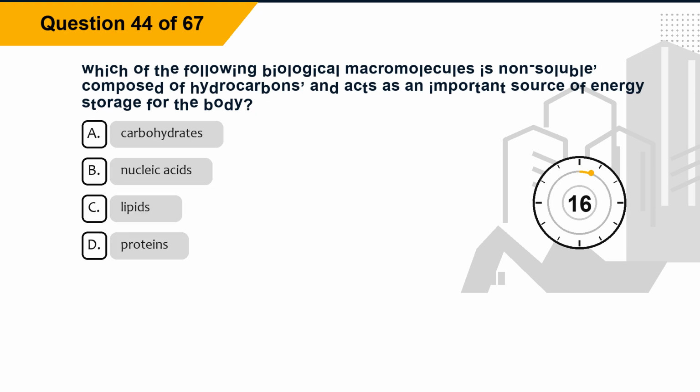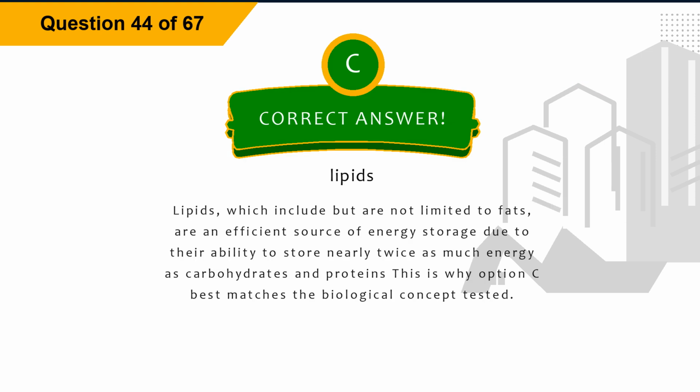Question 44. Which of the following biological macromolecules is non-soluble, composed of hydrocarbons, and acts as an important source of energy storage for the body? Option A, carbohydrates. Option B, nucleic acids. Option C, lipids. Option D, proteins. The correct answer is option C, lipids.